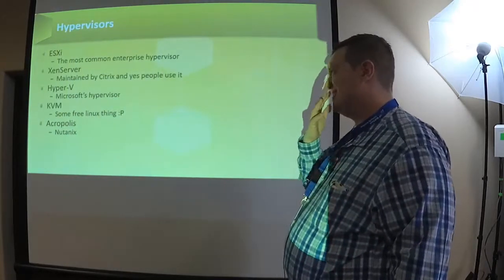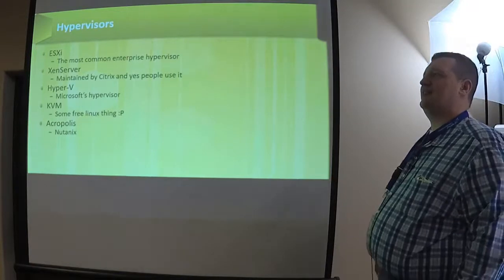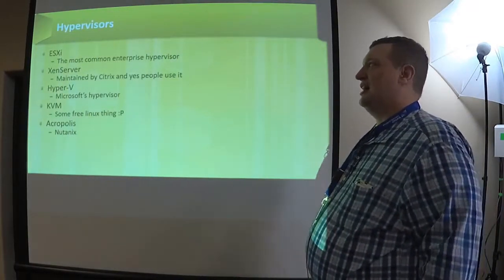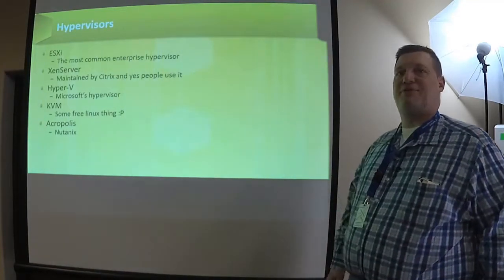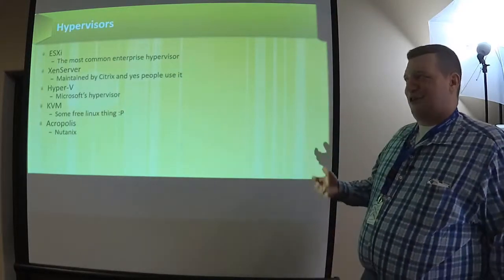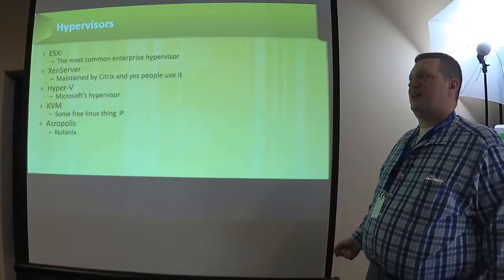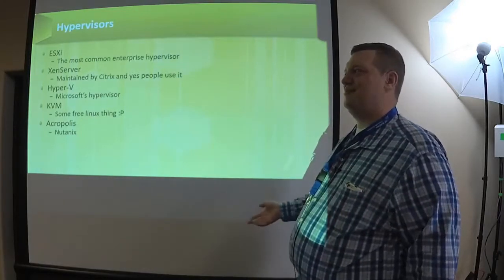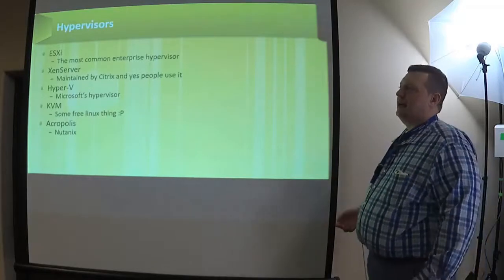So for your hypervisors, ESXi from VMware is probably the most common one you'll see out there. You do have Zen server, and AWS is actually a big user of it. Some people for their VDI environments will use Zen server. I'm kind of fond of Hyper-V just because it's simple and easy. KVM is out there. I don't really see it with VDI. And Nutanix has one as well.